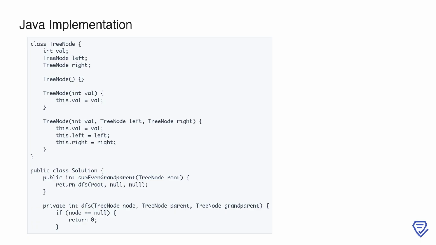Next, in our solution class, we implement the main method SumEvenGrandparent. This method starts the process by calling a helper function, DFS, which stands for depth first search. The DFS function is designed with three parameters: the current node, its parent, and its grandparent. This setup allows us to track the relationships between nodes as we traverse the tree. Notice that the first condition in the DFS function checks if the current node is null. If it is, we simply return 0 since there's nothing to process further for this branch of the tree.